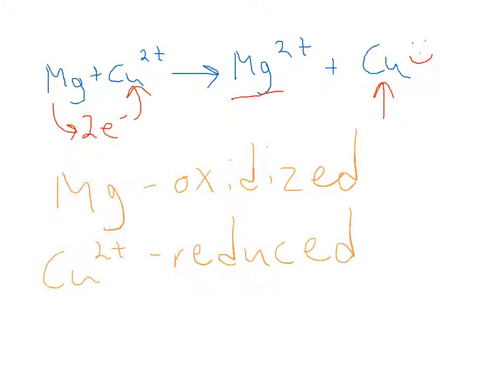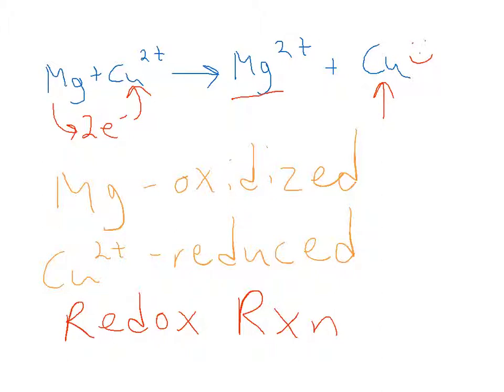Okay, so in total, this is what we call a redox reaction, where reduction and oxidation have taken place in tandem. Electrons have been transferred from whatever's oxidized to whatever's reduced, and in the end we get what we're looking for.